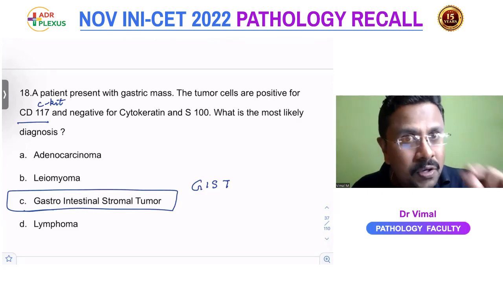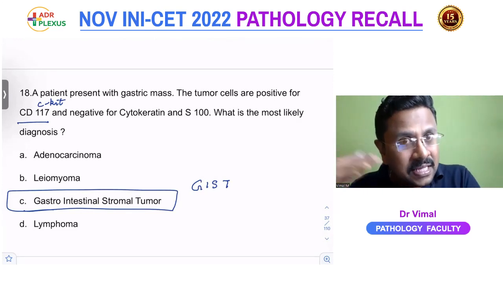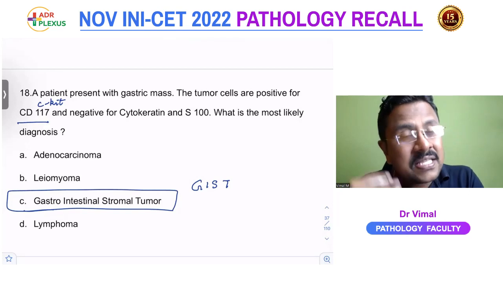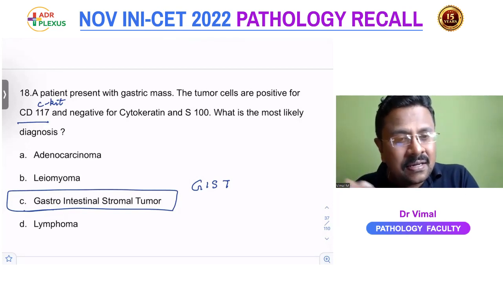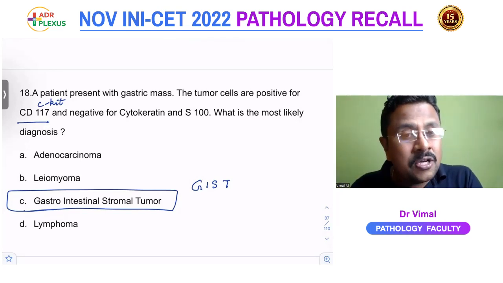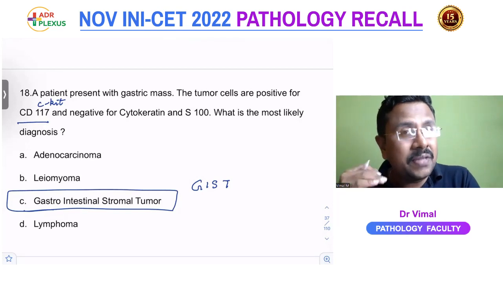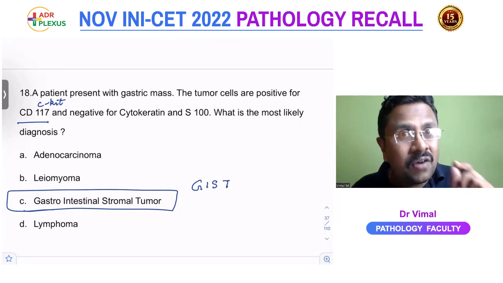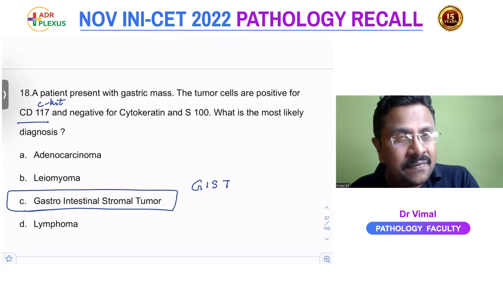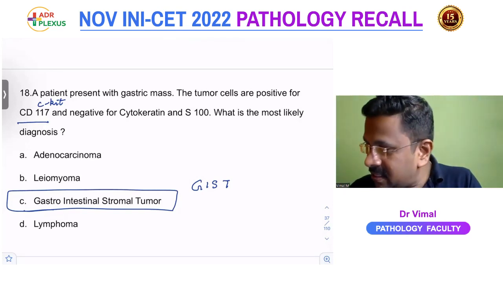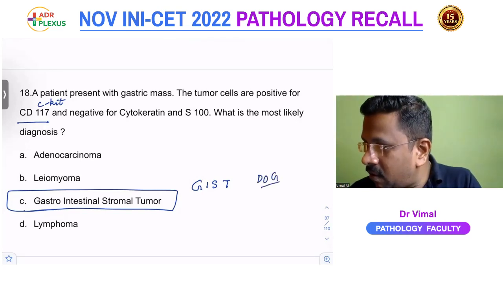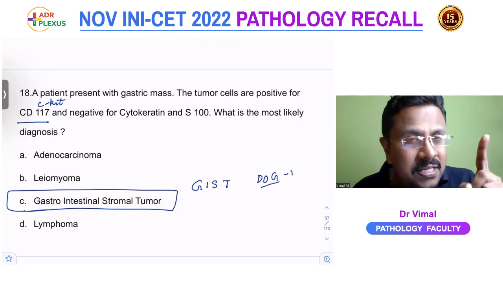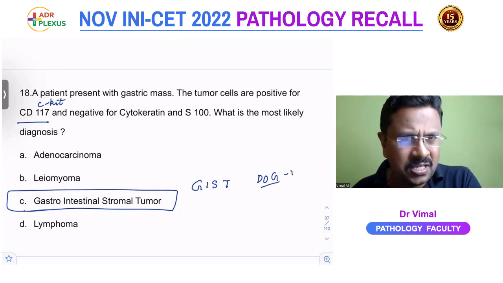So cytokeratin positive usually means you will be thinking of an adenocarcinoma, that is the epithelial origin. S100 is of something like a neural origin. So cytokeratin and S100 are negative, and CD117. What is the other marker which can be positive in GIST? That is DOG1. What is DOG1? Please remember, DOG1 is detected on GIST. That is a very specific marker for GIST.